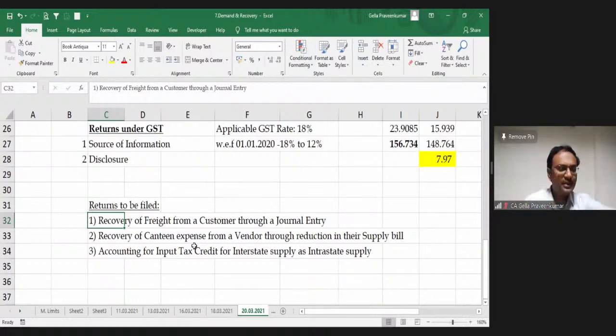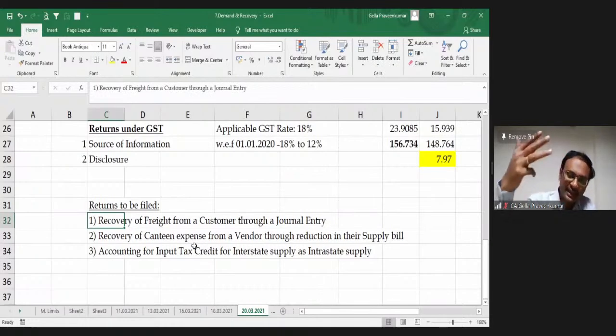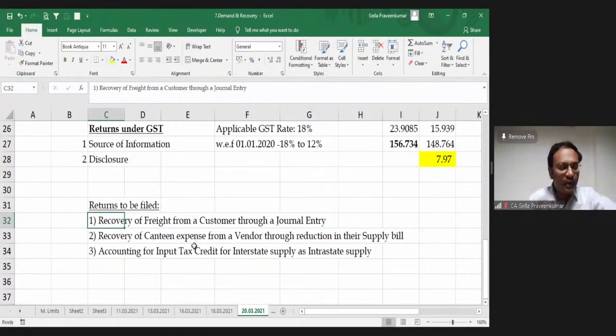We will go back to the basics of our accounting. When I look into my accounting software, I could use Tally, I could use SAP, Navision, Microsoft Dynamics, or various other software which are available. Every software has got a functionality or key configuration for capturing the data. Assuming for a moment, this particular recovery of freight is a sum of rupees 50,000. I posted an entry through a journal entry.